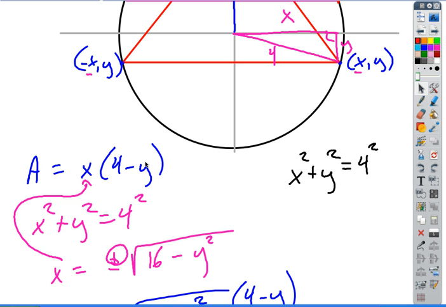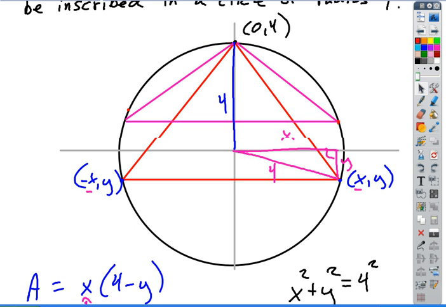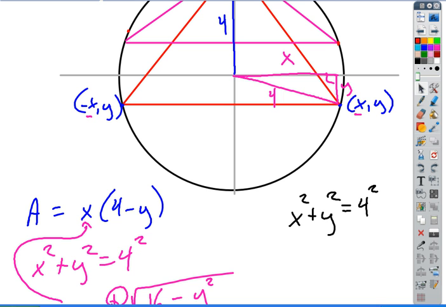Step 1 was drawing the picture. Step 2 was coming up with the primary equation, the quantity that we're trying to maximize, which was area. But the problem there was that we had two independent variables. So we have to move on to step 3: come up with a secondary equation that relates x and y. The secondary equation could be the equation of the circle, x squared plus y squared equals r squared, the equation of a circle centered on the origin. The radius in this case is 4, so x squared plus y squared equals 16.